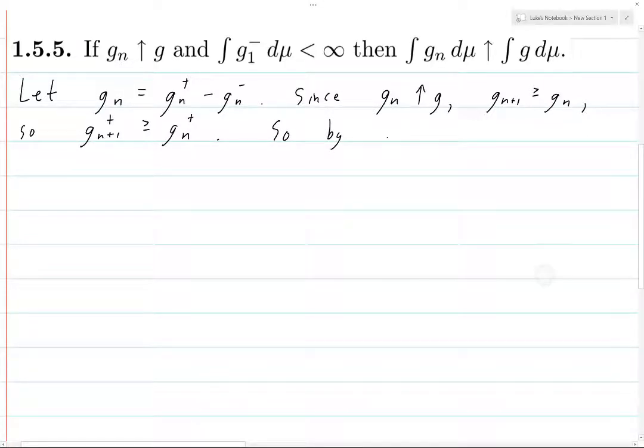And so then we can just apply monotone convergence. The integral of gn plus d mu will increase to the integral of g plus d mu. So, yeah, this is just the positive part of g. Okay, so we use monotone convergence. Now we got to deal with the minuses.